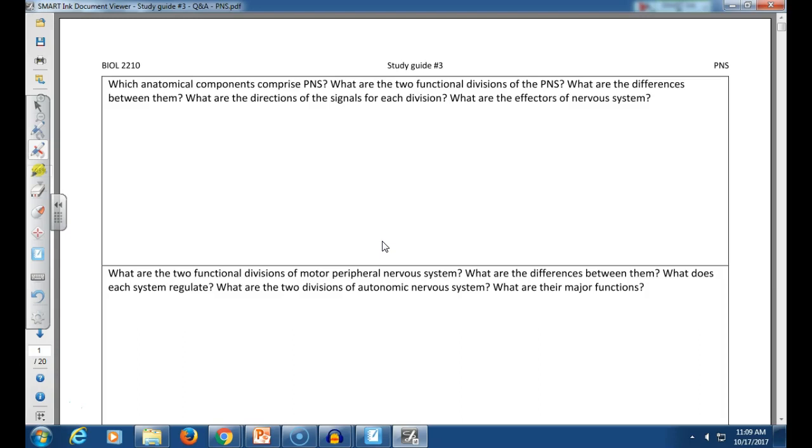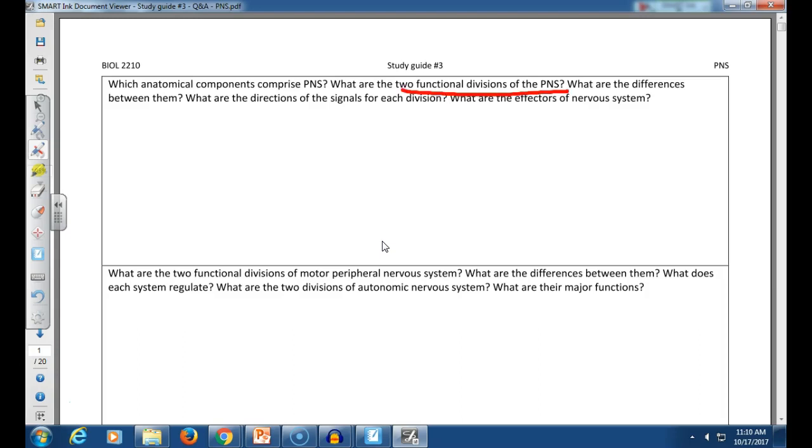Anatomical components, understand that it's nerves, so pretty much work by exclusion. Which anatomical components are in the CNS? Spinal cord, brain stem, cerebrum, right? Brain. Everything that's not those three is peripheral. Does that make sense?